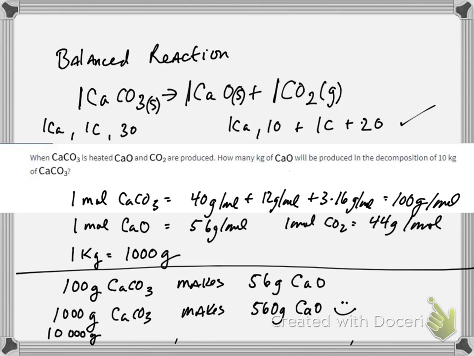And now 10,000 grams, which is 10 kilograms of calcium carbonate, makes 5,600 grams of calcium oxide, which if we divide by 1,000 would give us 5.6 kilograms. So we could do this problem pretty straightforward. Once we know the masses, what we're really doing is just multiplying the masses by 100.